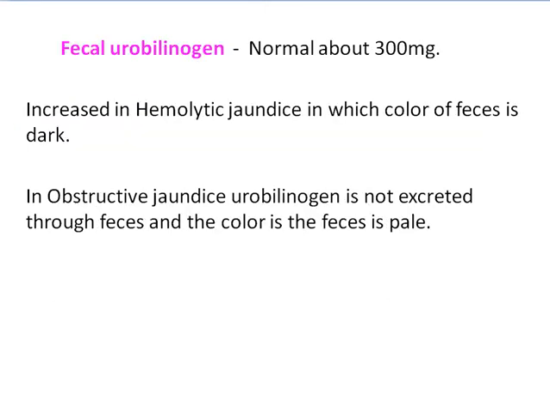Fecal urobilinogen is normally about 300 milligrams. It is increased in hemolytic jaundice, in which the color of feces is dark. In obstructive jaundice, urobilinogen is not excreted through the feces and the color of the feces is pale.